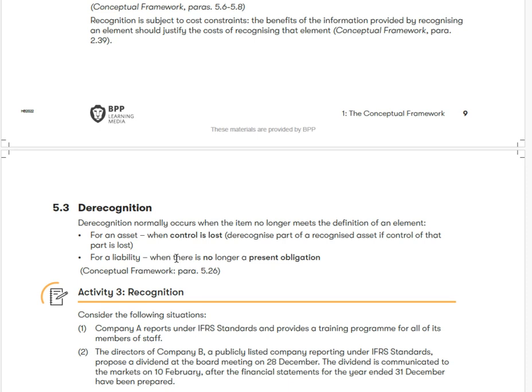For a liability, when there is no longer a present obligation. If there is no obligation to pay the liability, then it expires or it is not payable. It becomes not payable. There is no present obligation. Then the liability loses its status. You can derecognize the liability. Or if you pay the liability and finish that off, no longer there is a liability, then it will be derecognized.